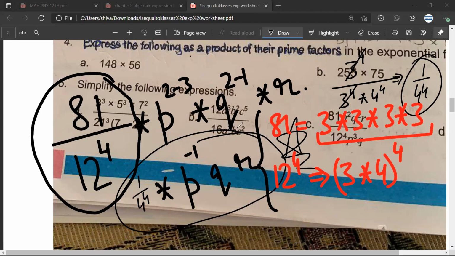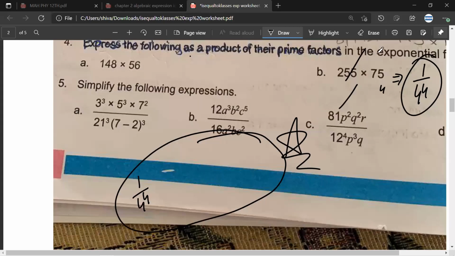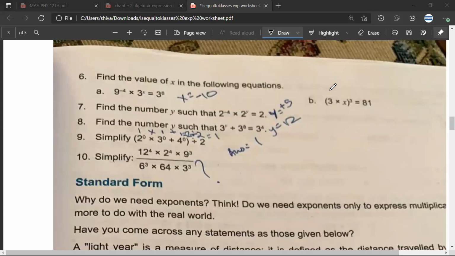Mr. Satya, are we clear about the rules of exponents? Yes, sir. Or do we still need to revise the rules? No, sir, I know the rules. Okay.